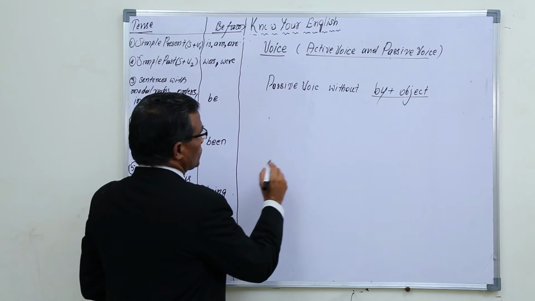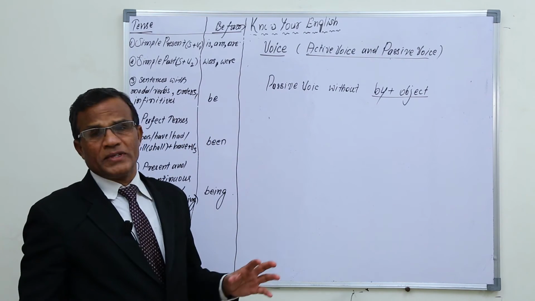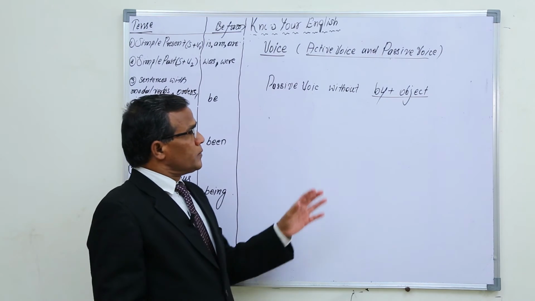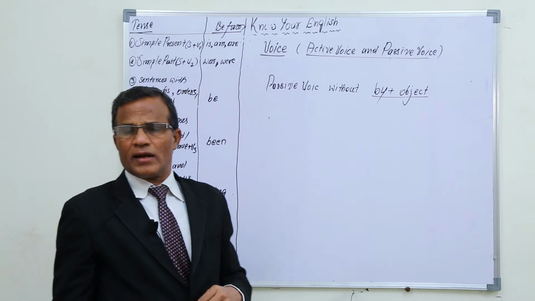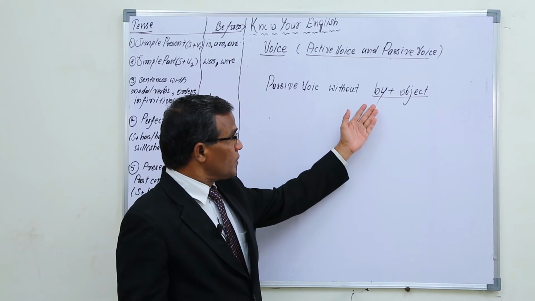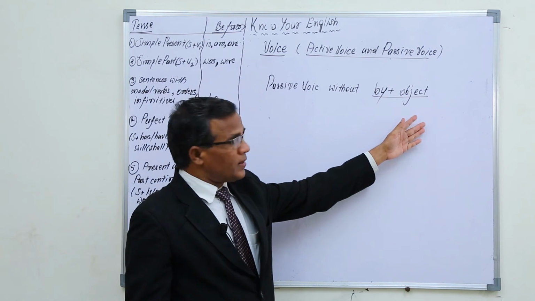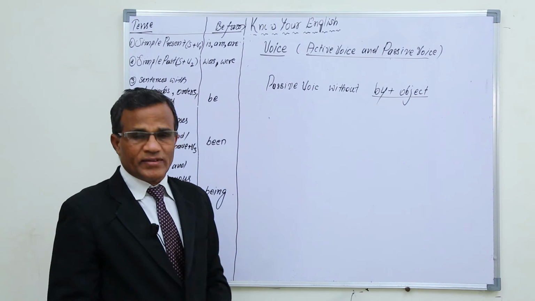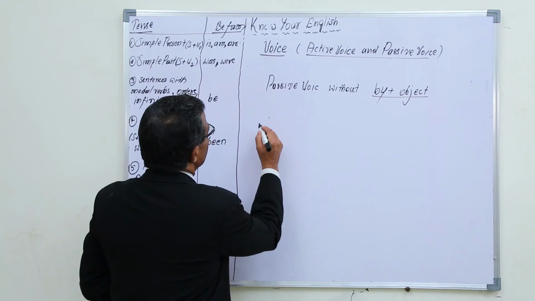Without by plus object, passive voice is what we generally use more in day-to-day life. General passive voice sentences are rarely used. But passive voice without agent, or without by plus object, is more useful in our day-to-day life. Let me give examples for that.